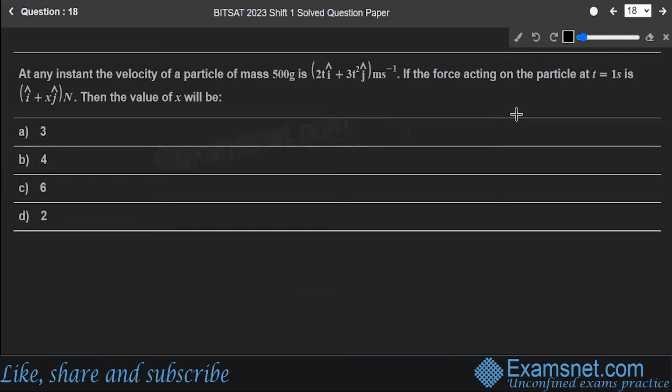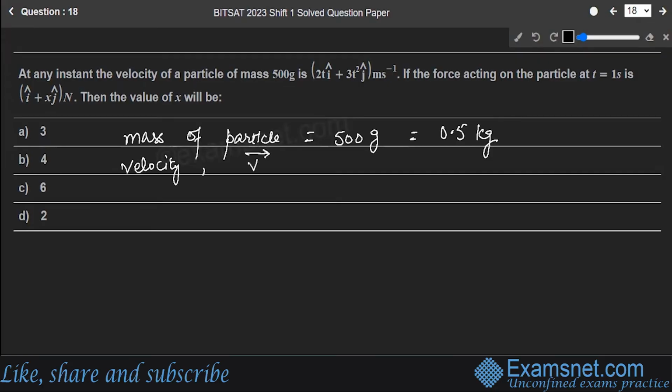Next is question number 18. At any instant, the velocity of the particle of 500 gram is given by this. If the force acting on the particle at 1 second is given by this, then what will be the value of x? So you have the mass of the particle as 500 gram, which is 0.5 kg. Velocity V is equal to 2t i cap plus 3t square j cap meter per second.